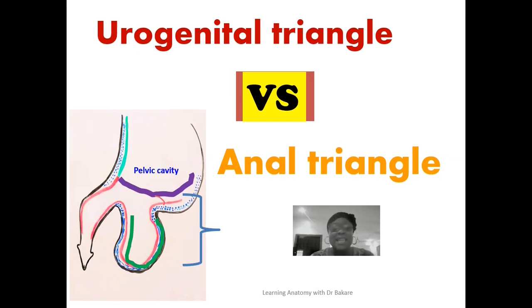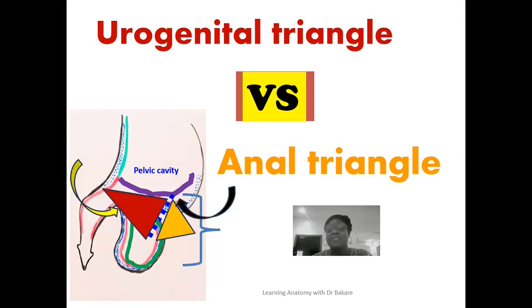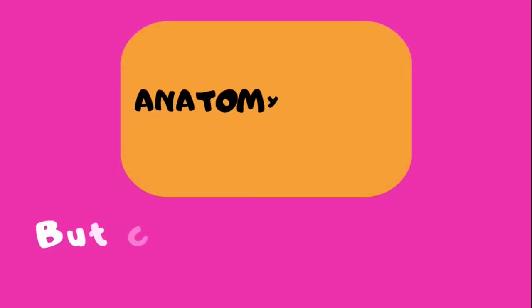So at this alignment created here in dotted blue, we have the perineum further subdivided into an anteriorly placed triangle and also a posteriorly placed triangle. The anteriorly placed triangle is referred to as the urogenital triangle, while the posteriorly placed triangle is referred to as the anal triangle. So let's go through with this lecture to unfold the differences between these two triangles.